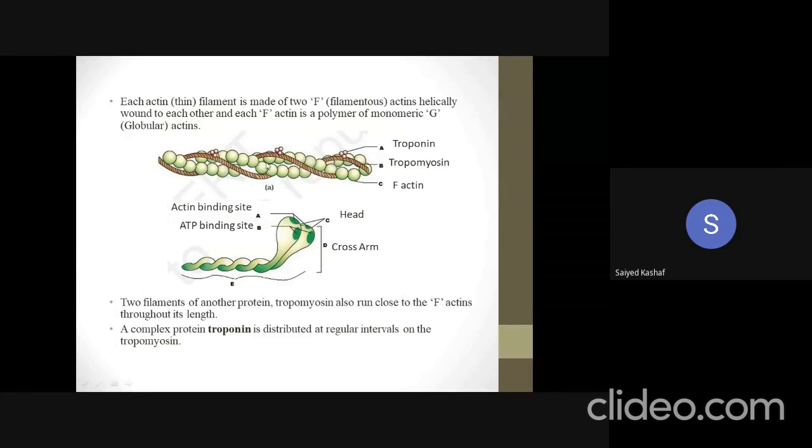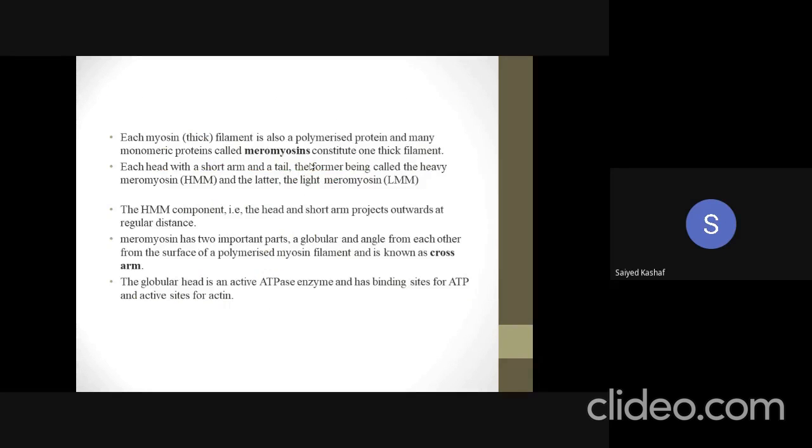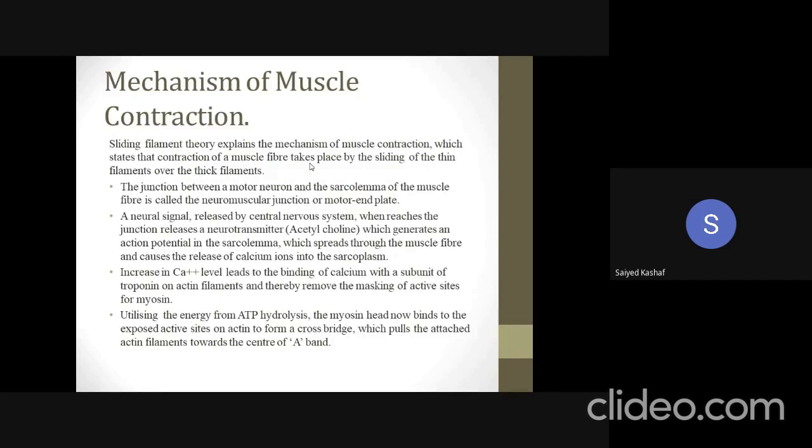So by looking at this structure, now we are clear that actin has the myosin binding site and myosin has the actin binding site, right? But this is in a relaxed state. When they bind with each other, then the contraction will take place. So we will discuss how this contraction will take place. So the mechanism of muscle contraction. Now we are discussing the mechanism, how this contraction occurs.